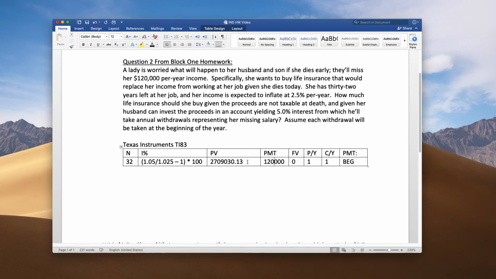And so this is the amount of life insurance that she needs in order to replicate her salary in her absence, meaning that she died. And so that concludes this little tutorial on question 2 from block 1 of the homework.